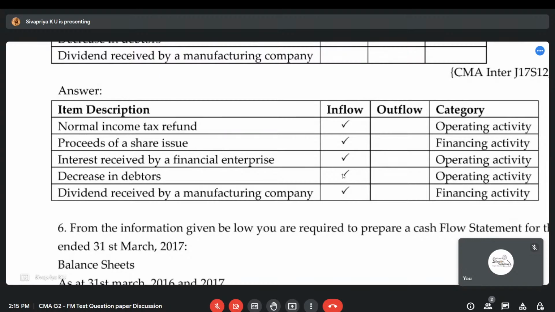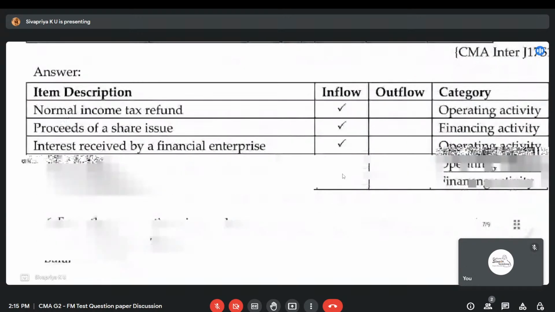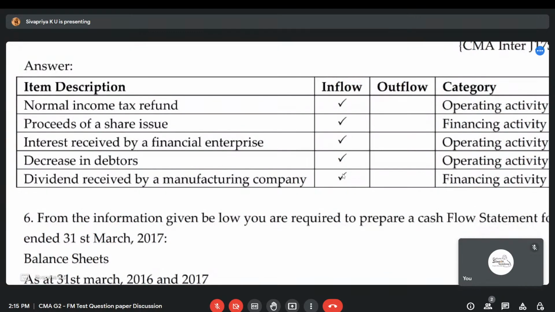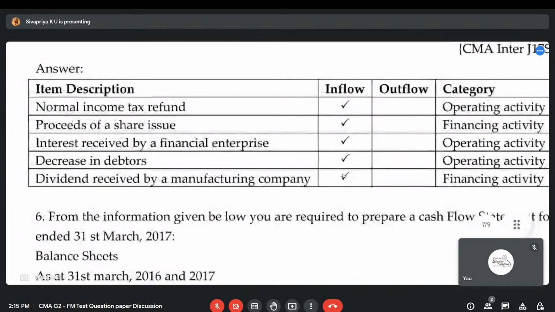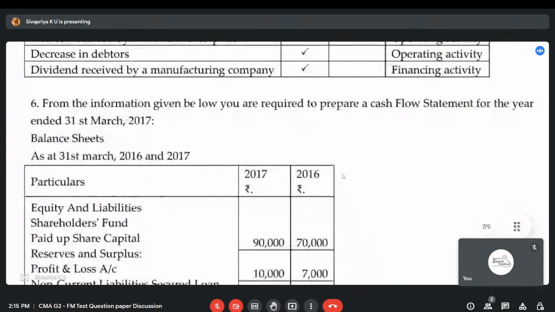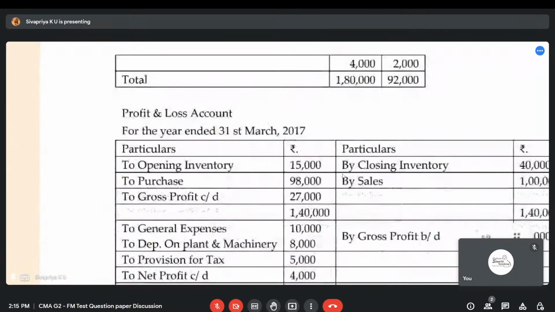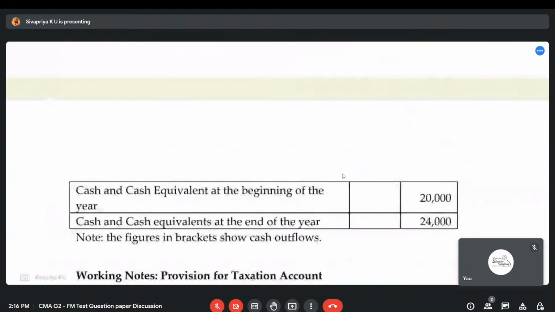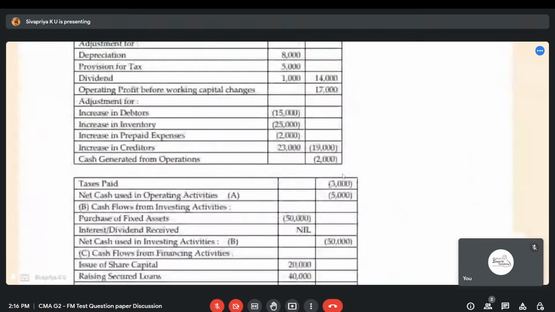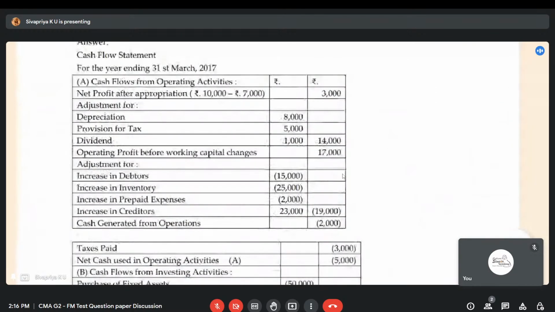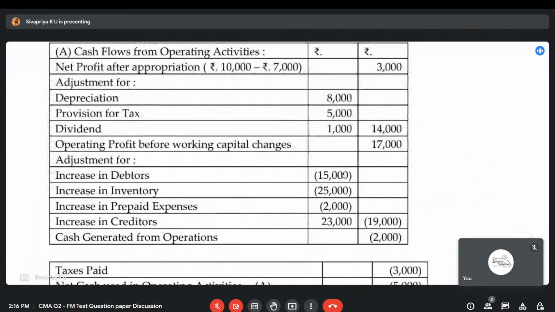Proceeds of share issue, inflow, financing activity. Interest received by a financing enterprise is an inflow, operating activity. Decrease in debtors, inflow, operating activity. Dividend received by a manufacturing company is inflow, investing activity. So from the following information you have to prepare a cash flow statement. So for that, cash flow statement, cash from operation, the answer is 2,000 negative.